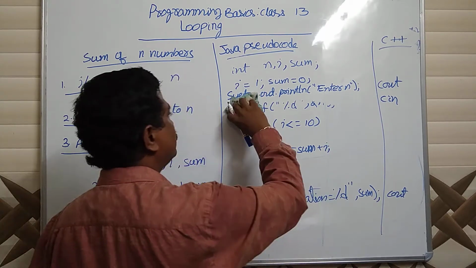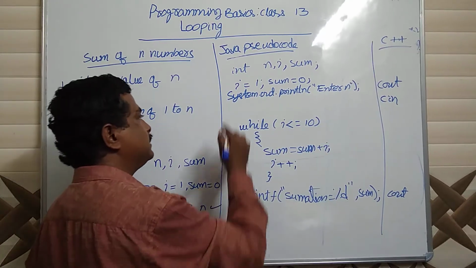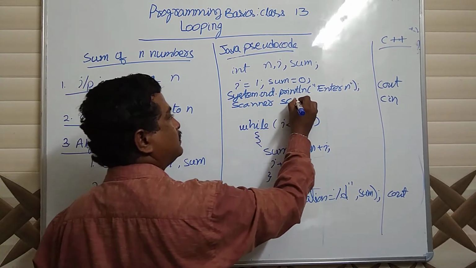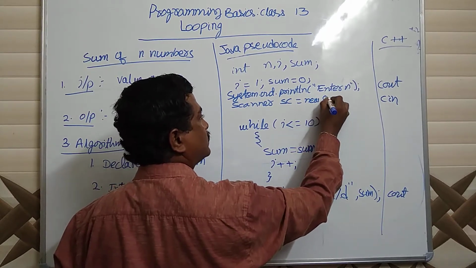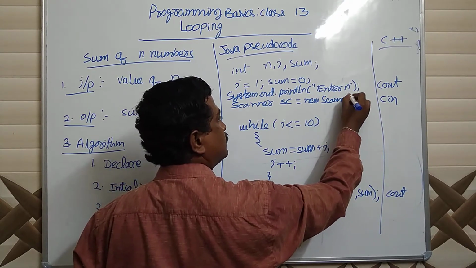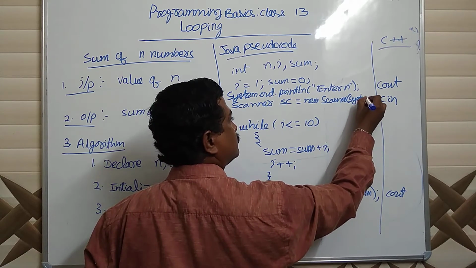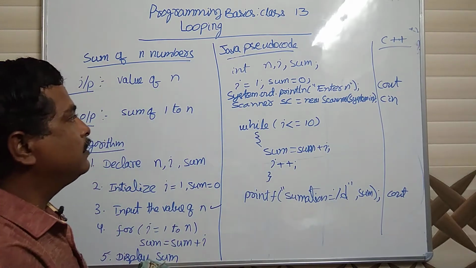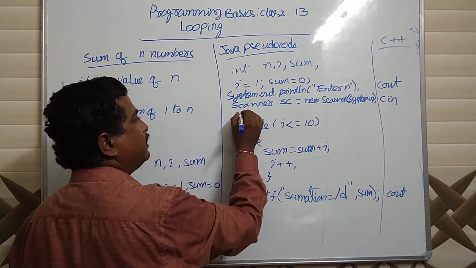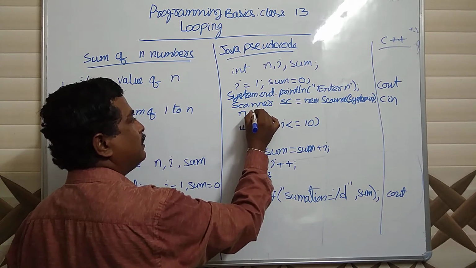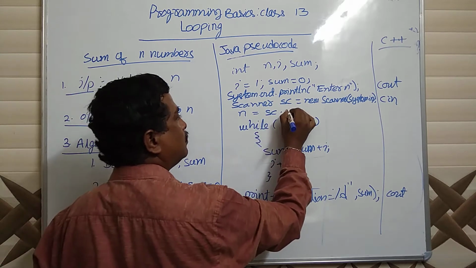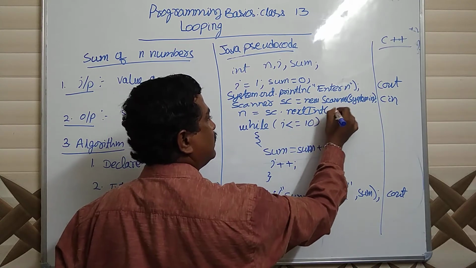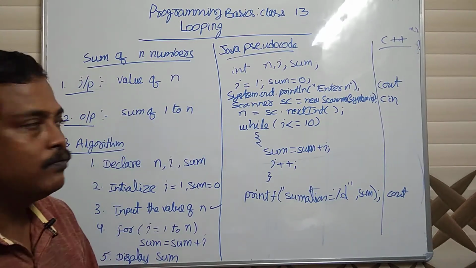Okay. Now scanf is not there in Java. In place of scanf, the Scanner class is there. So Scanner sc is equal to new Scanner(System.in). Okay. Now the sc object is created. To enter the value, n is equal to sc.nextInt(). It is the input statement for a Java program.